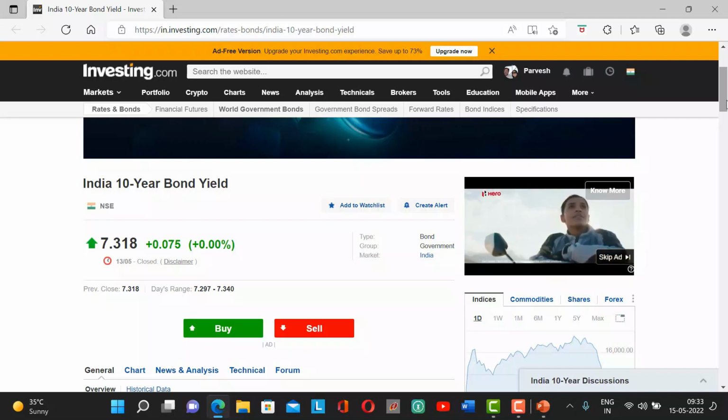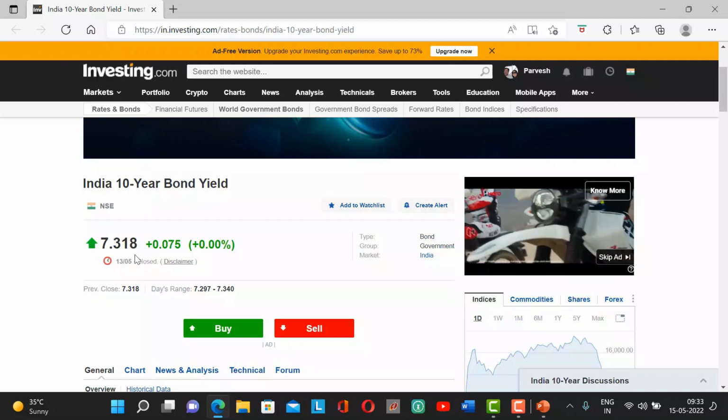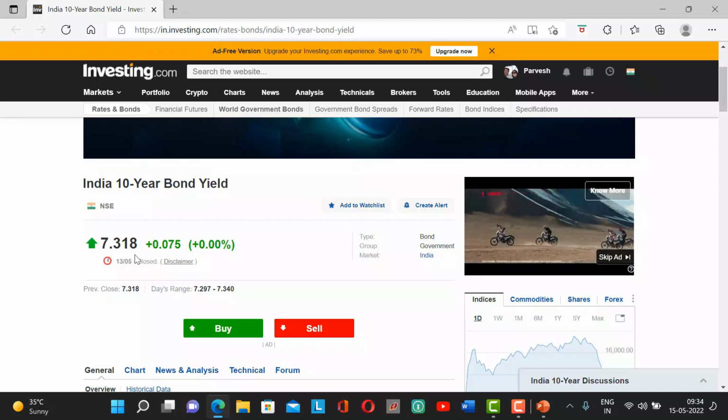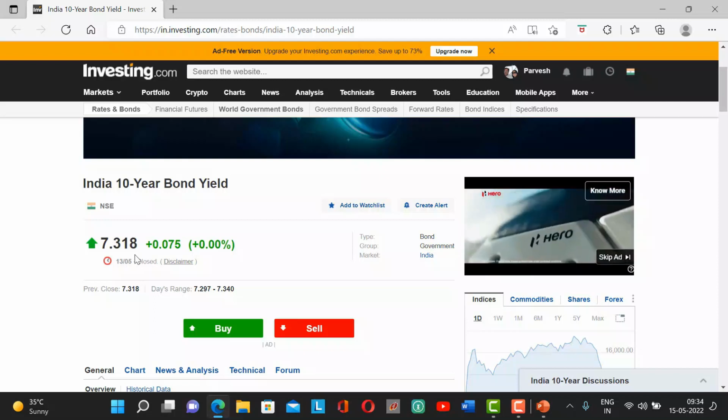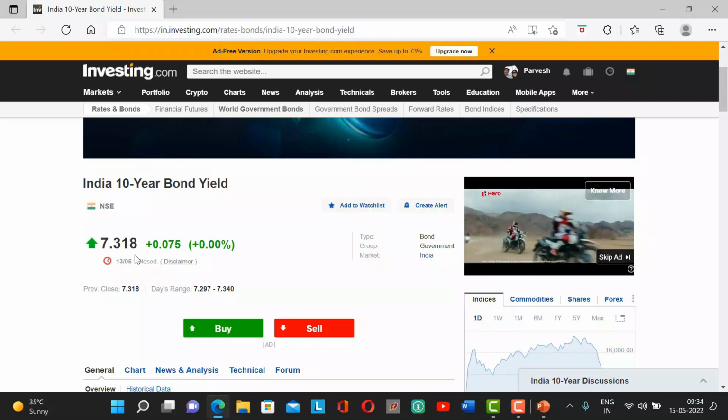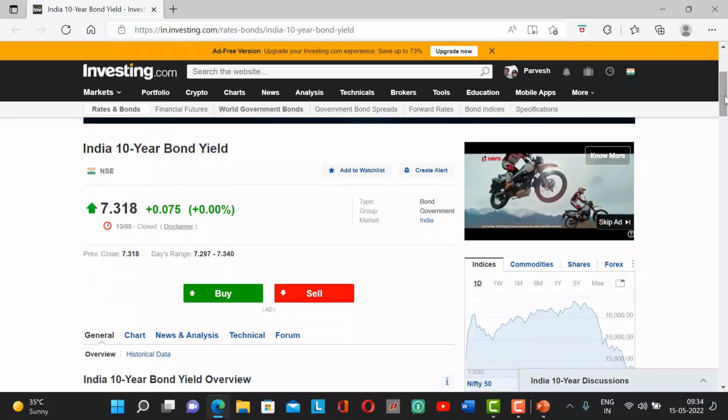Suppose you put your money today in a government bond, how much return are you getting? Can you see this? 7.318. So this is the return which you will get if you put your money in a government bond. Now tell me how much you get by putting your money in a fixed deposit. So is the government bond giving you a better return today compared to the fixed deposit, or less? Okay. So nowadays, government bonds are giving you a much better return than even a fixed deposit.